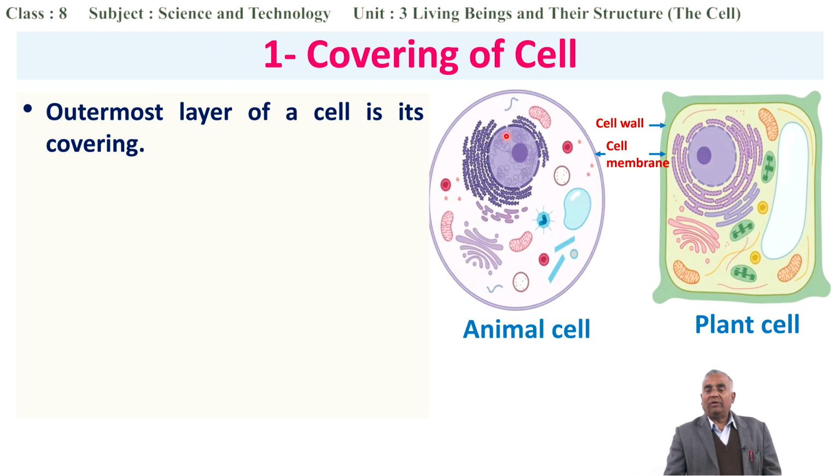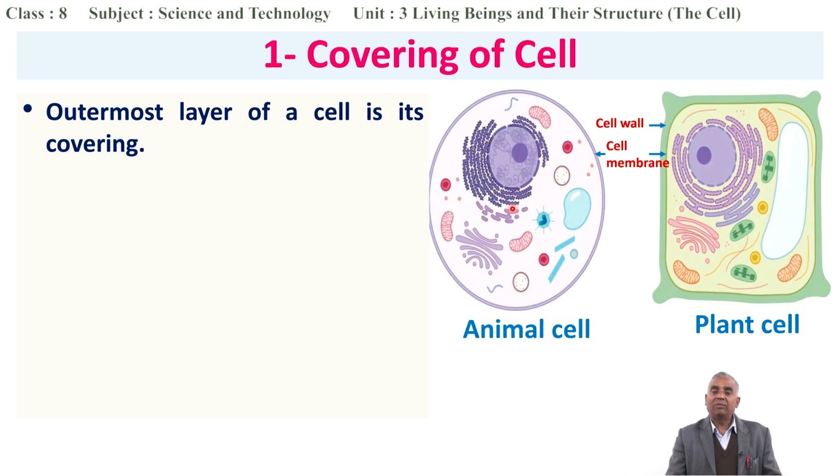Now see about the covering of the cell. Now we are going to see in detail about the covering. As you know, the covering may be in the form of cell membrane or maybe in the form of cell wall. So the outermost layer of a cell is its covering. That may be cell membrane or cell wall. But keep in mind, those which have a cell wall also have a cell membrane. The cell membrane becomes the second layer in them. But it doesn't mean that cell membrane is absent. Cell membrane is found, but under the cell wall. In fact, plant cells have a cell wall and below that the cell membrane is found.